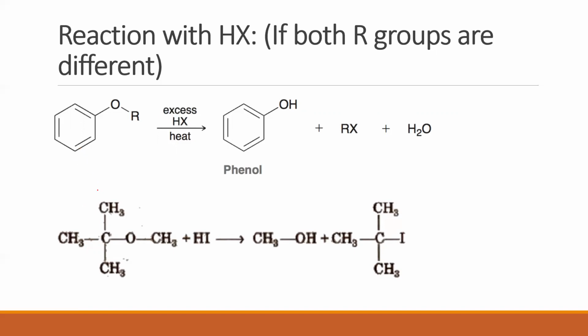I have two examples to show for you. This is an aromatic ether where one of the R groups is an aryl group and the other is R. Now, who's the smaller R group here? Yes, this is the smaller R group. So the bond cleaves here. If the bond cleaves here, what do I get? R will take away X to become RX and H gets substituted in place of R to give us phenol.